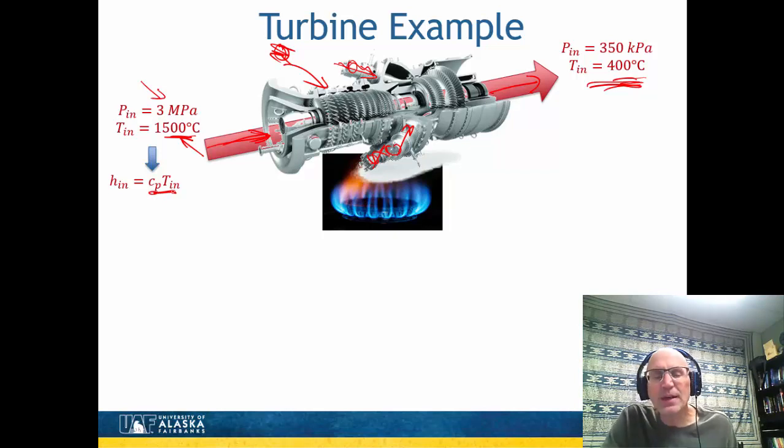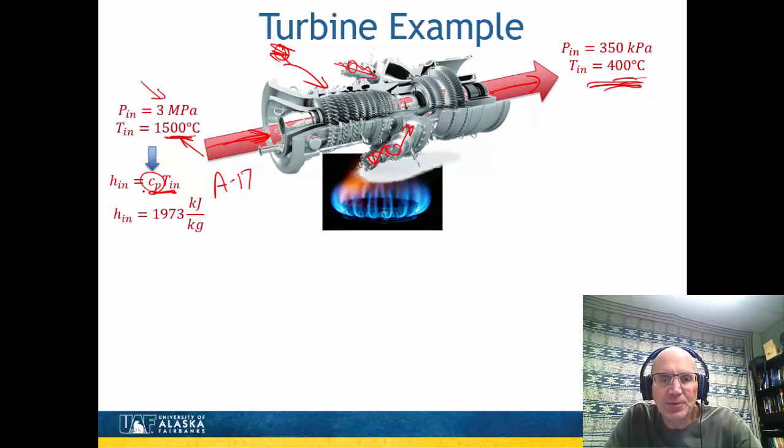Now I've got a pretty big temperature difference here. I want to account for my temperature variability of C_P, and actually the easiest way to do that is just go to table A17, go down and look at your temperature of 1500 C, and just look up that value of H. If you do that, it's about 1973 off of that table, and I can go ahead and plug that in for my H input.